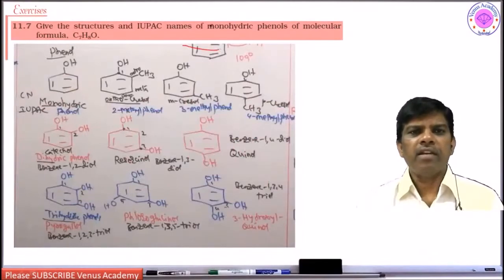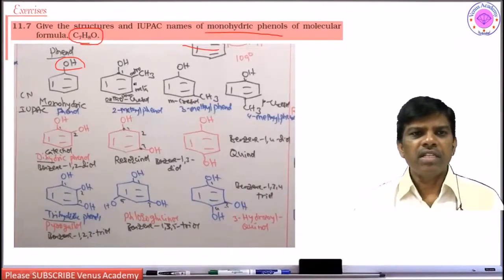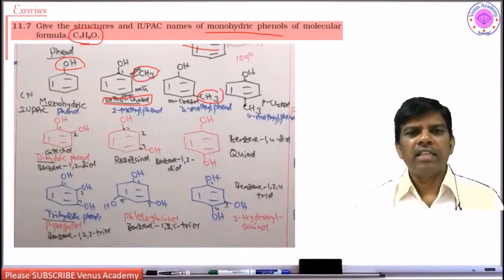Next, give the structures and IUPAC names of monohydric phenol. Just now I have explained. Monohydric phenols means phenol will have only one hydroxy group, that is phenol, and the molecular formula is C7H8O. So C7H8 means there is another methyl group, right? So you can write it as cresol. Orthocresol, where methyl is at the ortho position, metacresol, and paracresol, where methyl is at the para position with respect to the hydroxyl. So the IUPAC names are 2-methyl phenol, 3-methyl phenol, 4-methyl phenol.